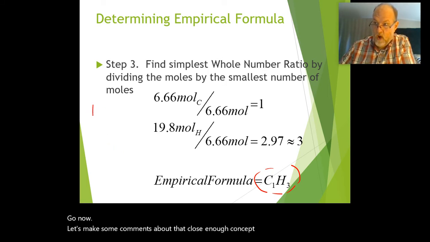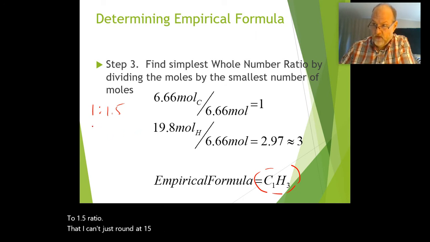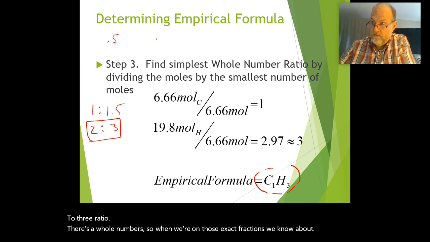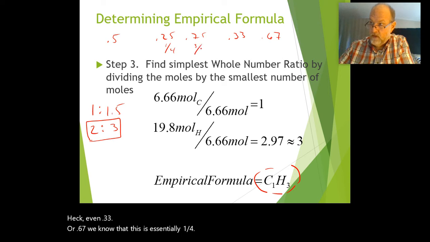If I had a 1 to 1.5 ratio, I can't just round that 1.5 up to 2. I have to turn this into a 2 to 3 ratio. Those are whole numbers. So when we're on those exact fractions we know about, 0.5, 0.25, 0.75, heck, even 0.33 or 0.67, we know that this is essentially 1/4, 3/4, 1/3, 2/3, 1/2.